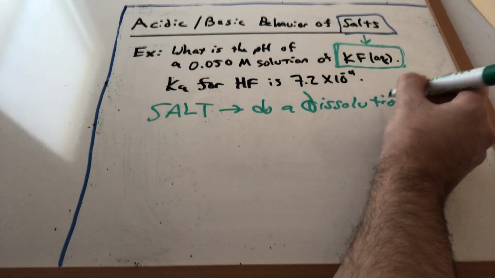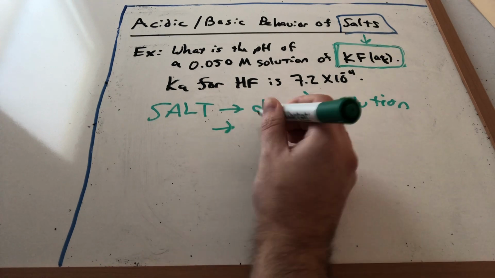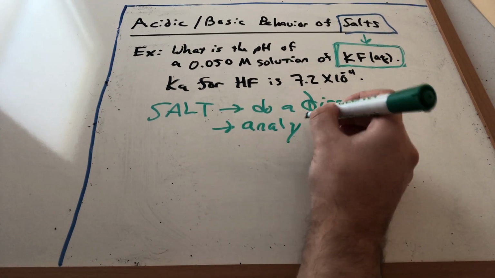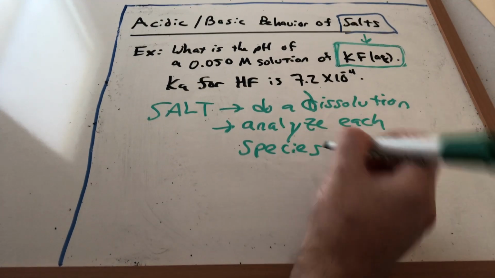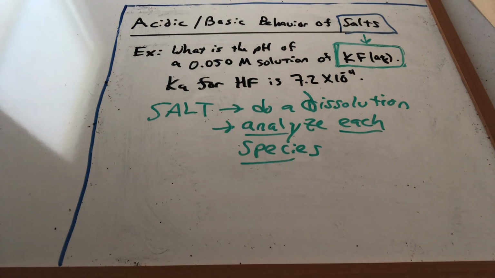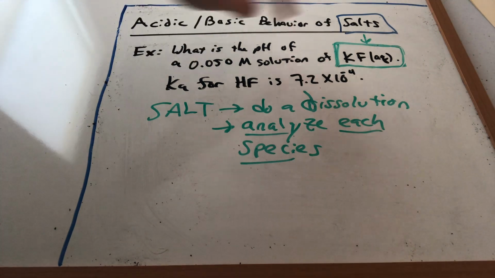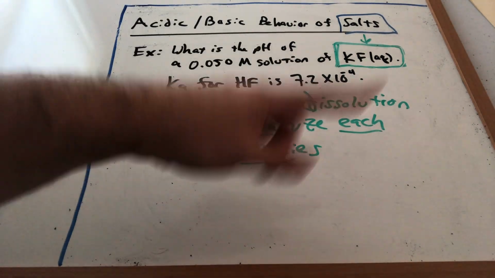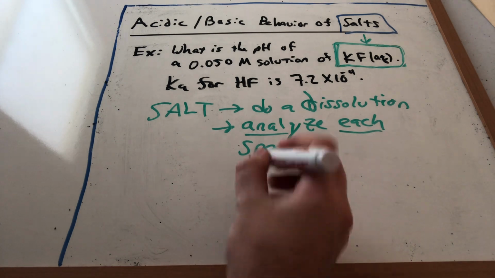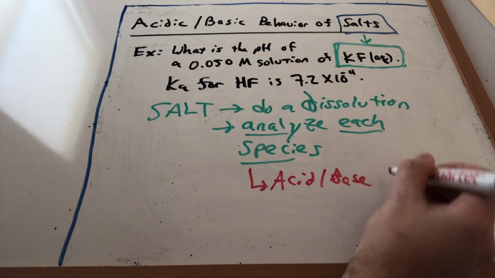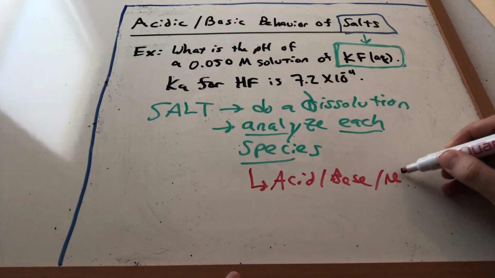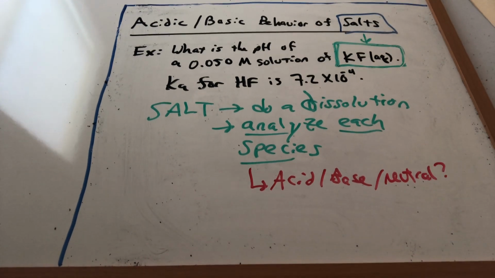And then what we're going to do after we do the dissolution is we're going to analyze each species, and we're going to decide what we have. Do we have an acid? All right, do we have a base? Or do we have a neutral situation? So whenever you recognize that you have a salt, this is what you do. Do a dissolution, analyze each species, and then you decide, do I have an acid, a base, or is the salt going to be neutral? So these are the questions that we ask ourselves as we do these problems.